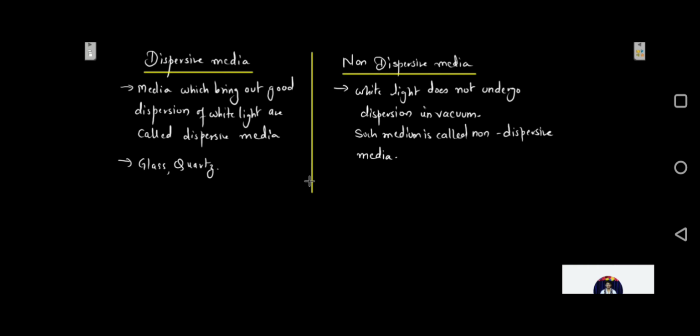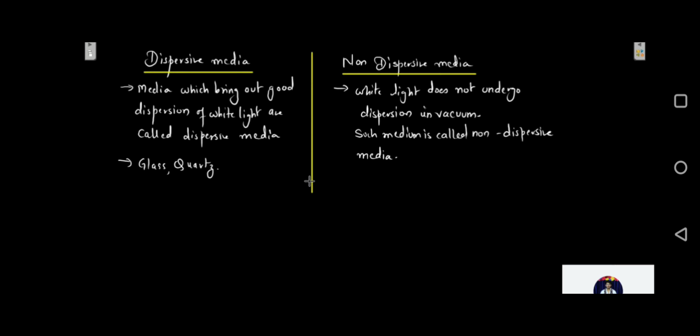Now lastly, we will see the difference between a dispersive medium and a non-dispersive medium. What is a dispersive medium? In some refractive media, different colors of light travel with different speeds. So the variation of refractive index with wavelength that we just saw is highly pronounced in such media. A medium which brings out a good dispersion of white light, giving a good spectrum, is called a dispersive medium. For example, glass and quartz are good dispersive media.